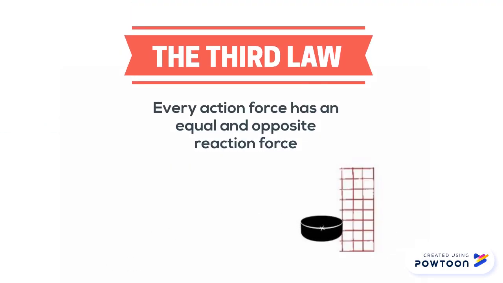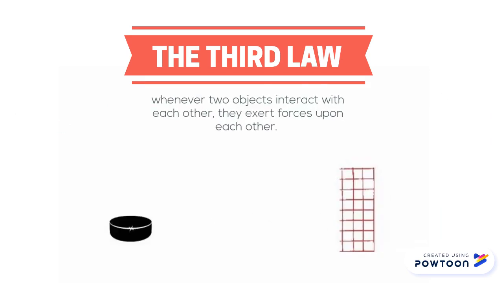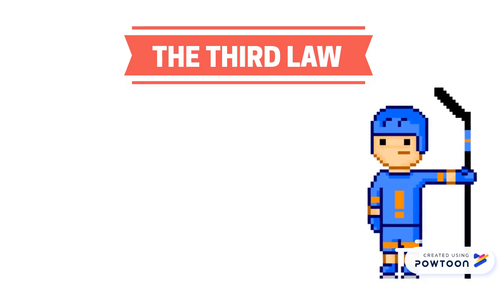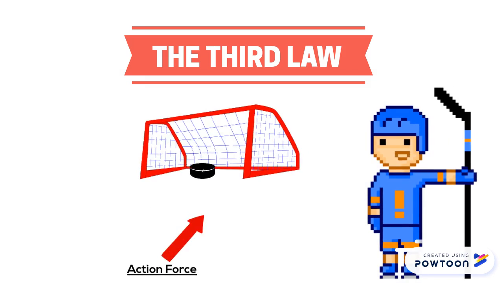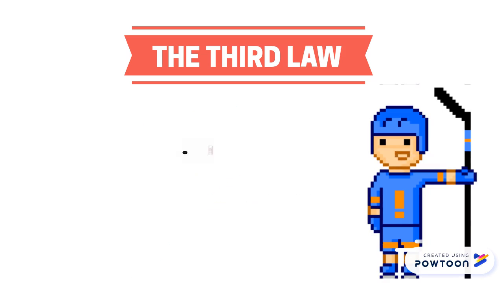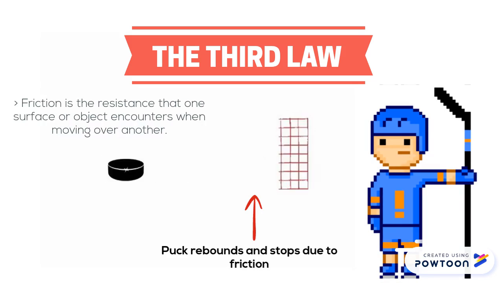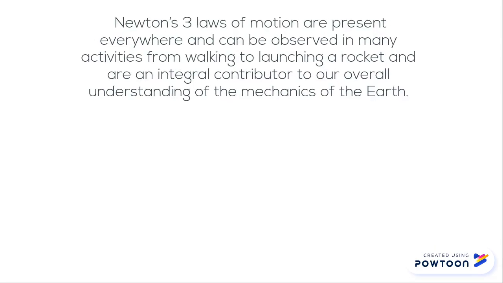Newton's third law of motion states that for every action there is an equal and opposite reaction, meaning that in every interaction there is a pair of forces acting on the two interacting objects. These two forces are called action and reaction. In this scenario, the force of the puck accelerating into the net is the action force. The equal force that the net exerts onto the puck, causing it to bounce back, is the reaction force. The action-reaction force pair causes the previously accelerating puck to rebound and travel in the opposite direction, away from the net. It will eventually come to a stop due to friction, the resistance that one surface or object encounters.